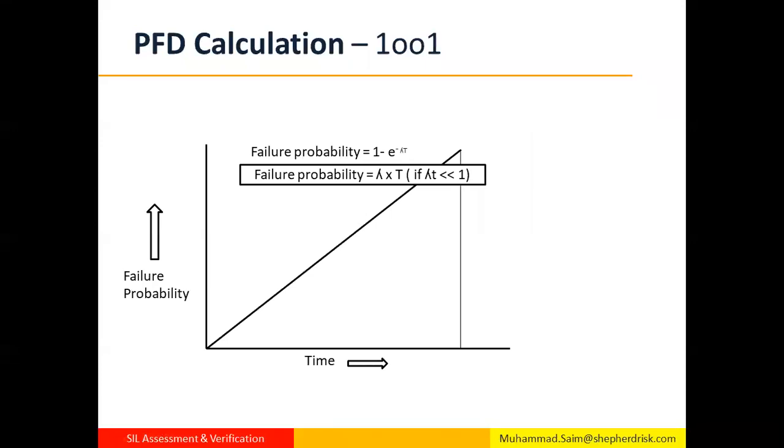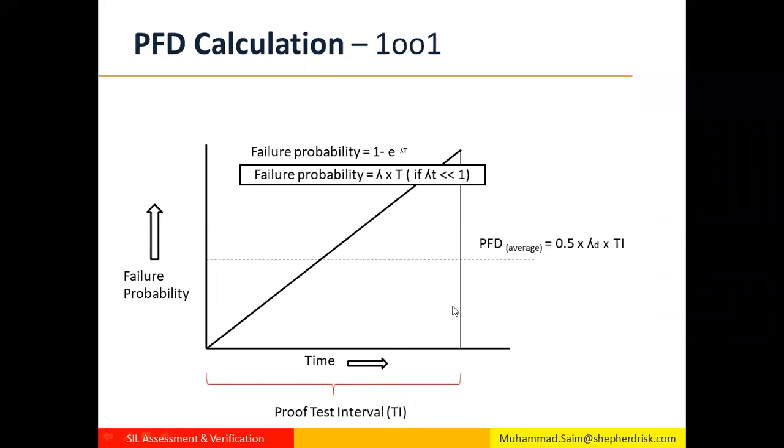This restoration to its original position is called the proof test, and this time after which we restore the system to its original condition is termed the proof test interval. And the average probability of failure on demand during the proof test interval is simply, by mathematics, 0.5 times lambda d times the test interval.